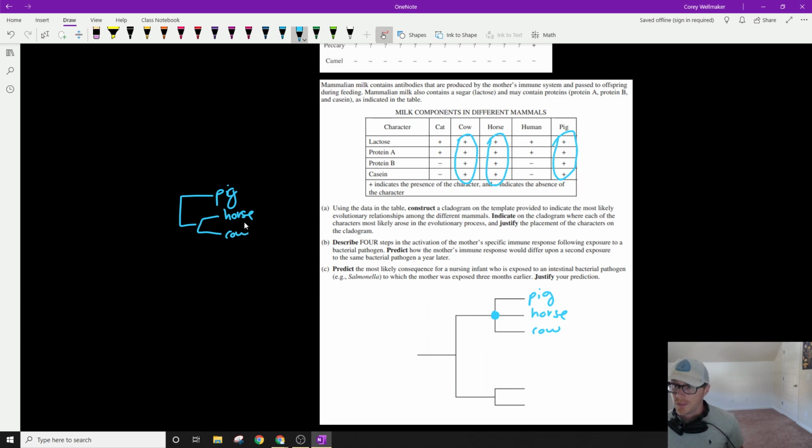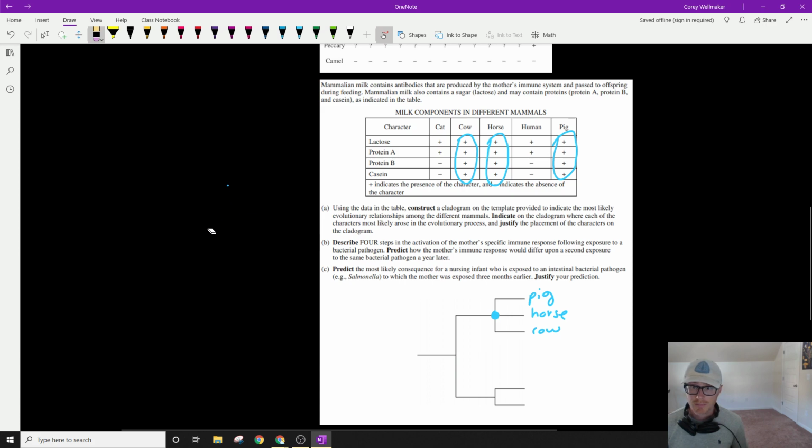You can make that argument if you want, but based off of this evidence, we can't make that argument. We have to create the polytomy. And then obviously, just through elimination, we can put our cat and our human down here. And again, the way that you order pig, horse, cow doesn't matter.